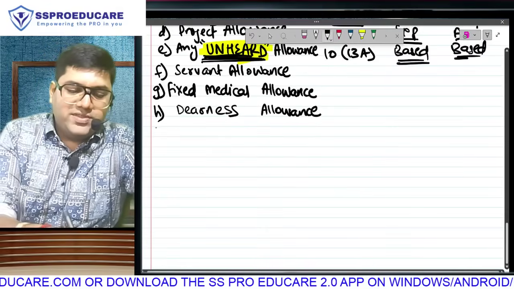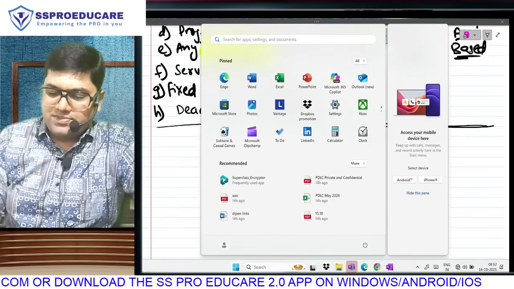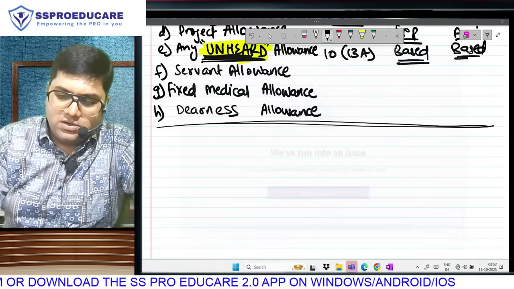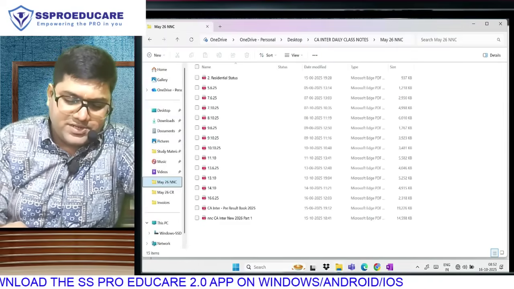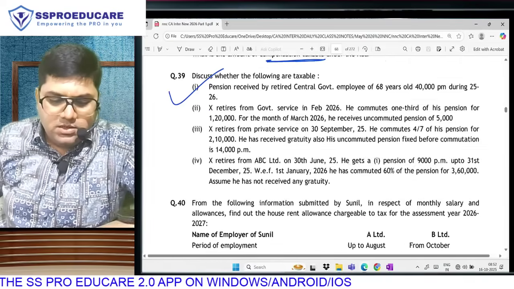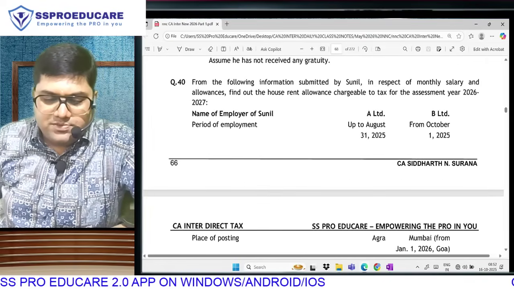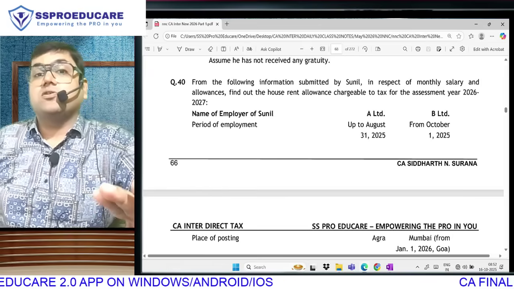Now with this, allowances along with summary are over. We have just one pending question which we had to do on HRA exemption. So first let's complete that HRA question. Then we start perquisites after the break. Very, very complicated question. Please make sure that you focus not just on the solution but also the manner of solving.